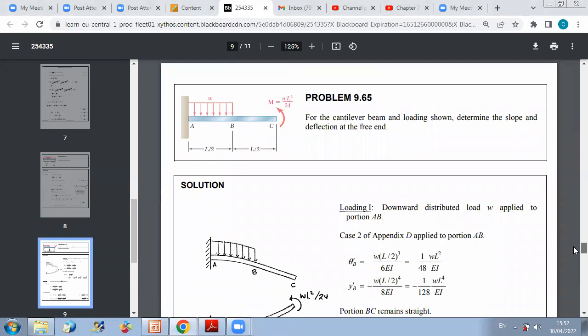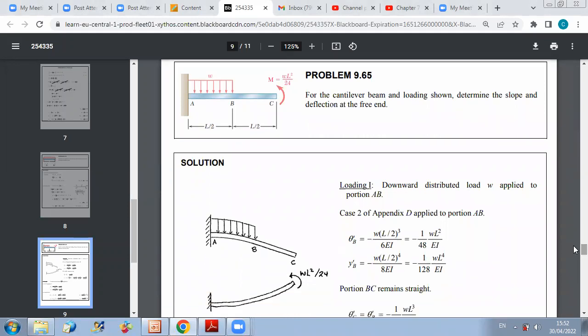Now, another problem: for the cantilever beam shown, determine the slope and deflection at the free end. So here we have a beam supported by a fixity at A, and we want to determine the slope and deflection at point C. Okay. So to do this, we have several approaches.